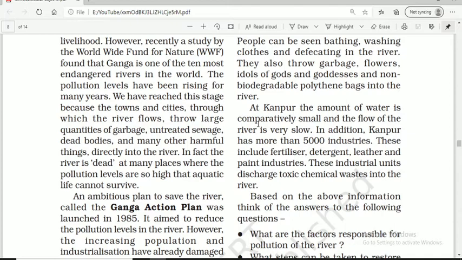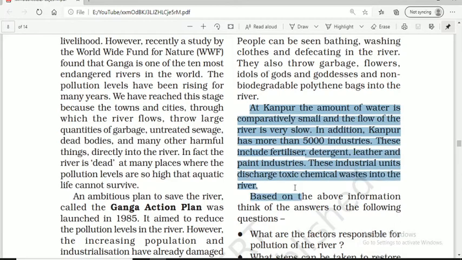So at Kanpur, the amount of water is comparatively small and the flow of the river is very slow. This is the reason, because with that much garbage in the river, how can it flow? In addition, Kanpur has more than 5,000 industries. These include fertilizer, detergent, leather and paint industries also. These industrial units discharge toxic chemical waste into the river.